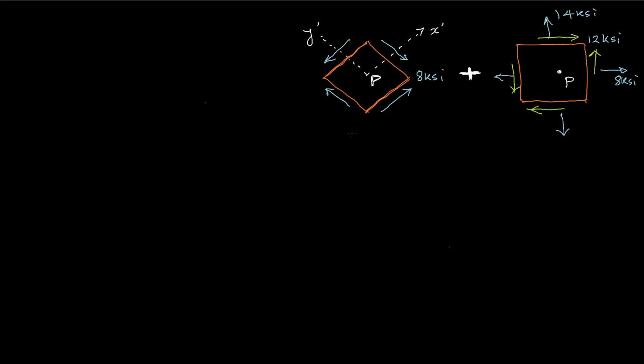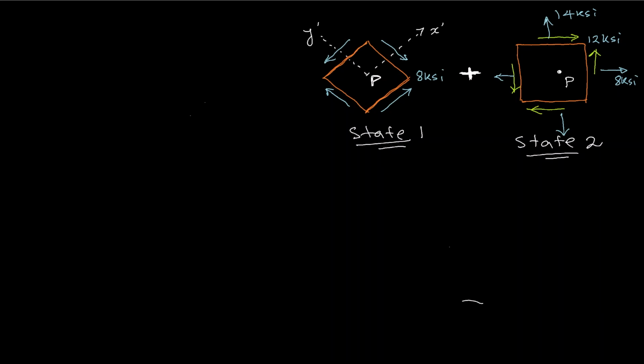One is this, say state 1, and this is state 2. Now these two are superimposed at the same point P, and we have to find out the resultant stress and basically the principal stress and principal planes corresponding to this superimposed states of stress. Now we are supposed to do that calculation using Mohr's circle.